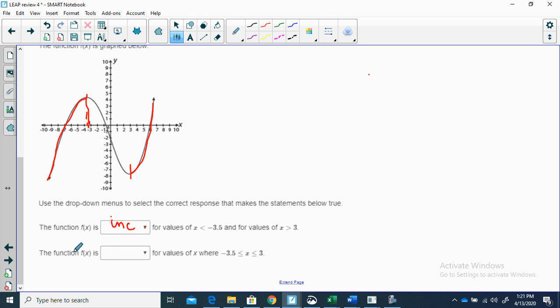How about this? The function is blank for values of x where x is between -3.5 and 3. Let's get a different color and let's do that. Between -3.5 and 3. Here's x is -3.5. Here's x is 3. So we're talking about between those two. We're talking about this part of the line right here. Notice as I'm going from left to right, this is going down. This is decreasing. So the function is decreasing for values of x where it's between -3.5 and 3.